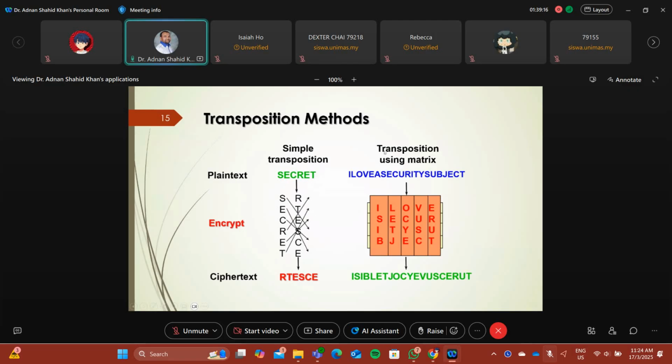Using a matrix, you see, I love security subject. I love security. We put it in the matrix, and then how to read: ISIB, LETJ, OC. So now this plain text changes into ciphertext. But what we did, we just changed the position. This is called transposition. Very baseline method, but still applicable.